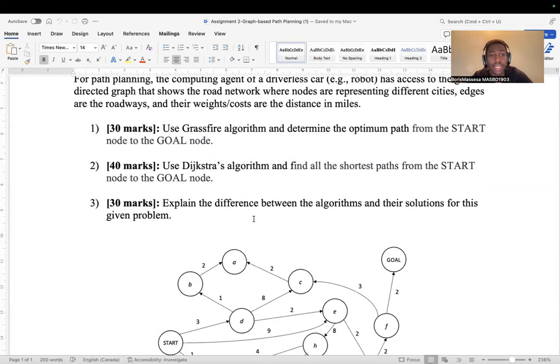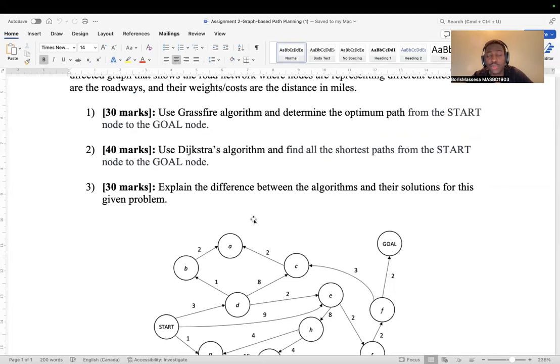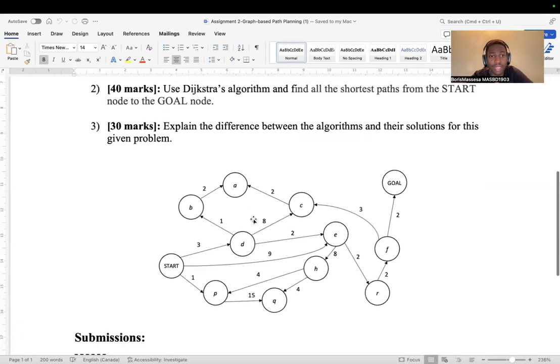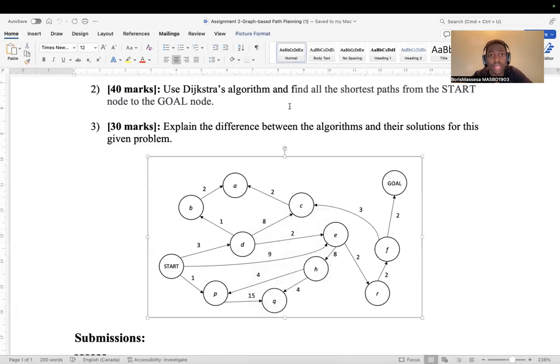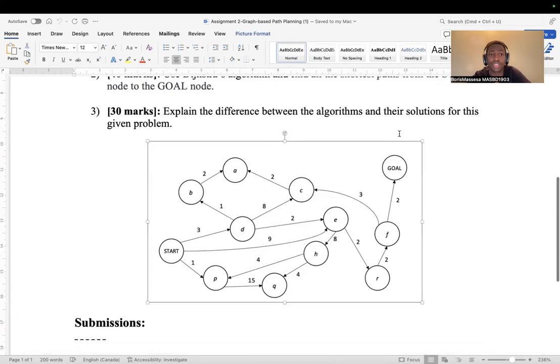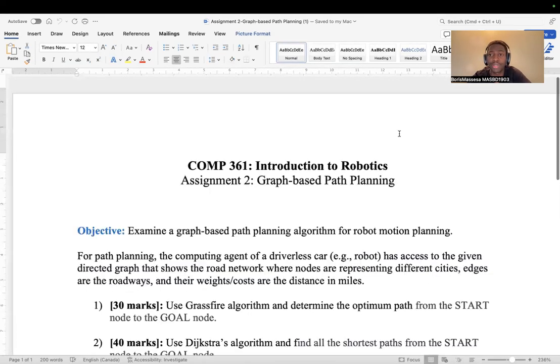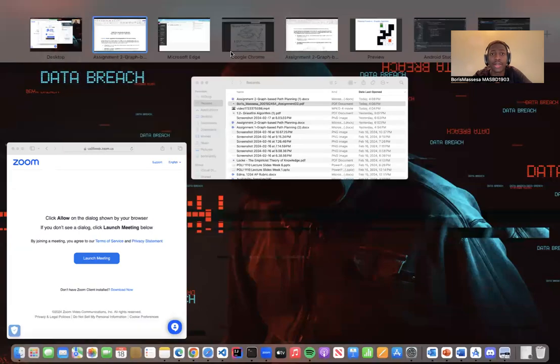So the first part has 30 marks, and we are required to use the Grassfire algorithm to determine the optimum path from the start node to the goal node. The second part, which has 40 marks, uses the Dijkstra algorithm to find the shortest path from the start node to the goal node. And the third is to explain the difference between the algorithms and their solutions for this given problem. So now I'm going to share my solution and we're going to go through it.